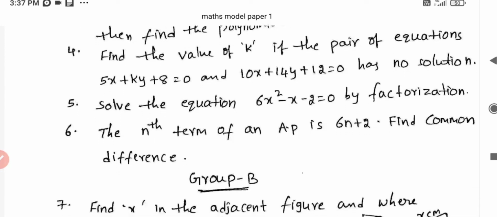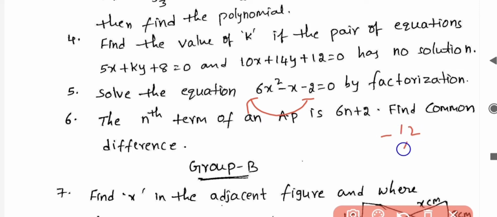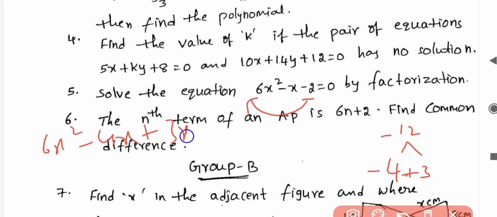fifth one. Solve the equation 6x square minus x minus 2 equals 0 by factorization method. So by factorization method, here the constant is minus 2 and x square coefficient is 6. 6 into minus 2 is minus 12. So which table? 4 table. 4 3s are 12. So minus 4 plus 3. So 6x square minus 4x plus 3x minus 2 equals 0.